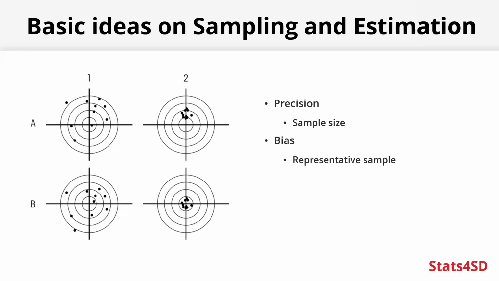The second characteristic is being unbiased. An estimate will be unbiased if it's targeting the true, although usually unknown, population value.